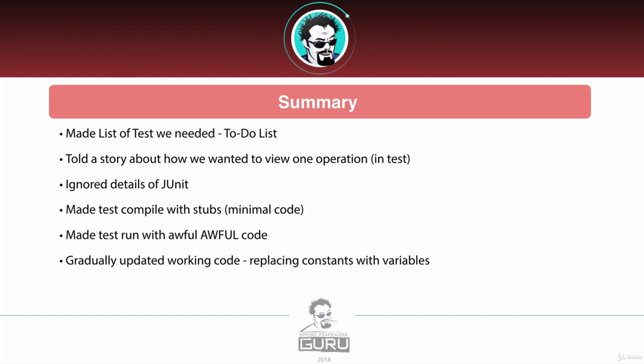So we went through and we looked at the situation. We made a list of the tests that we needed. So we created our to-do list. And then we told a story about how we wanted to view one operation. That was that initial test that we came up with. So remember, we just went in, we coded that. We said we want to have a dollar object, and then we put the behavior of that object into the test as if it was a concrete class.